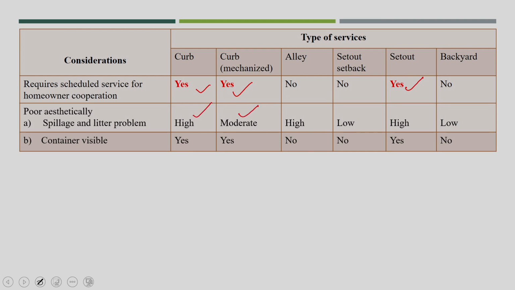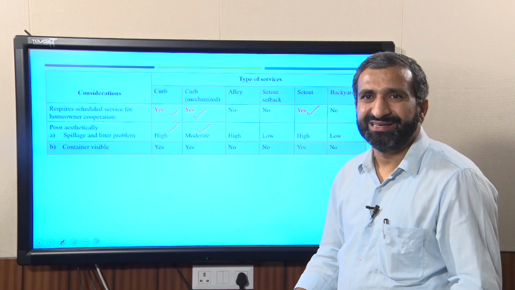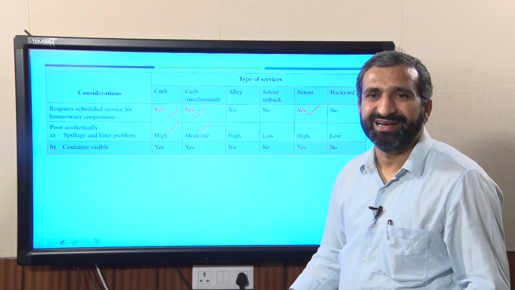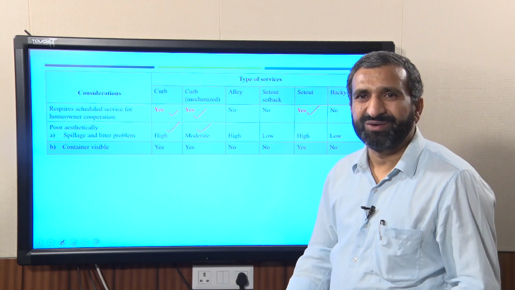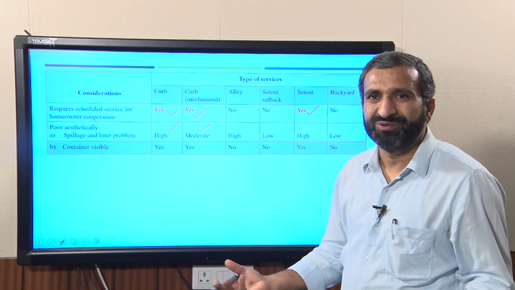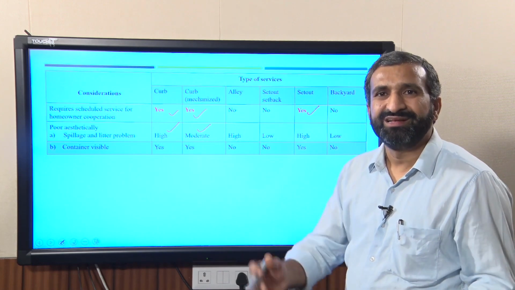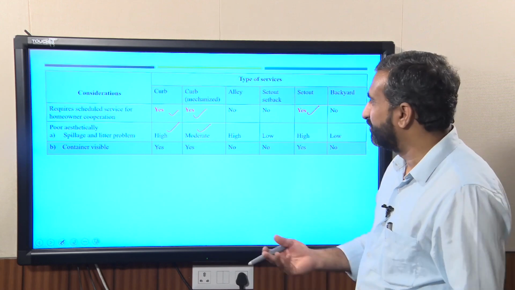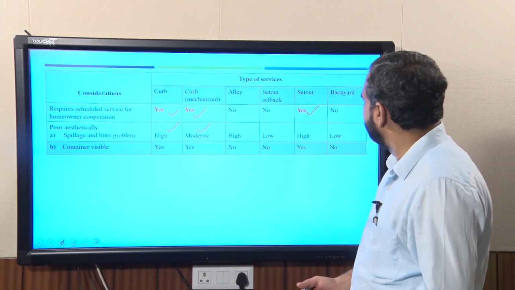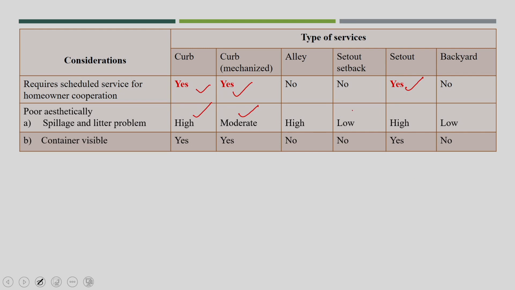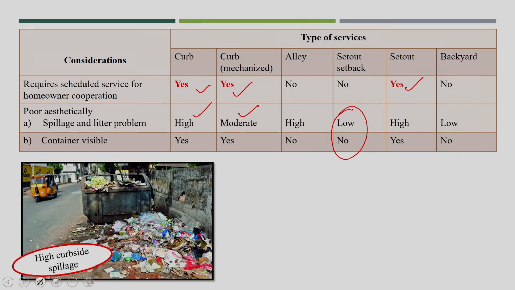Mechanically I said it is moderate, because your collection is not manual, it is collected mechanically. So, you won't require a lot of manpower, and you will find only one or two crew members are able to unload the waste from those locations, and especially the set out setback is very low, containers are not visible in that case.